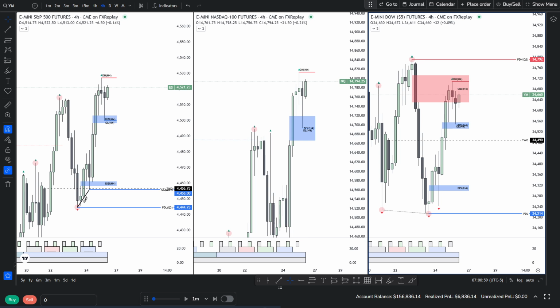Okay. So they're the three models that I'm looking at. Nothing else. If none of those three form, staying on the sidelines. Okay, that's how this is going to work. So I'm going to drop down to the 15.